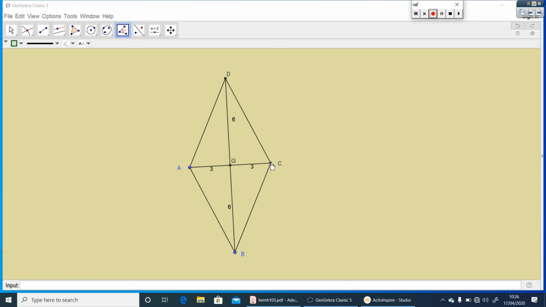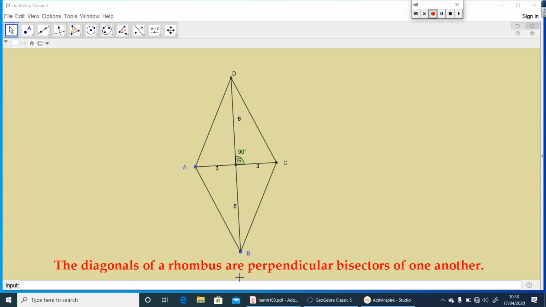Now let me measure the angles. Let me measure angle CGB. That means it is 90 degrees. This means DB is perpendicular to AC. That means these diagonals hold two properties. One is bisecting each other, another is perpendicular. So we can conclude that the diagonals of a rhombus are perpendicular bisectors of one another.